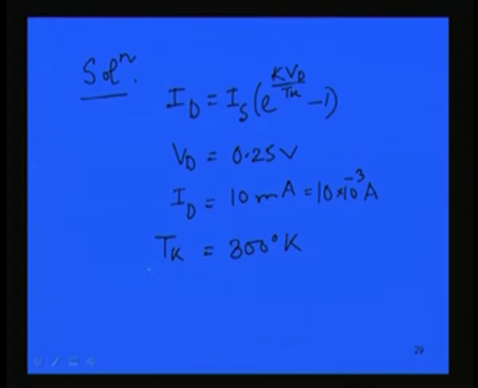Now, in this equation, if you notice, we have to find out this k. k is equal to 11600 by eta. Eta, the ideality factor, is given to be 1. So, it is simple, 11600 by 1 becomes 11600. So, k we have found out. Anything else? No. So, we can now proceed to find out the current.